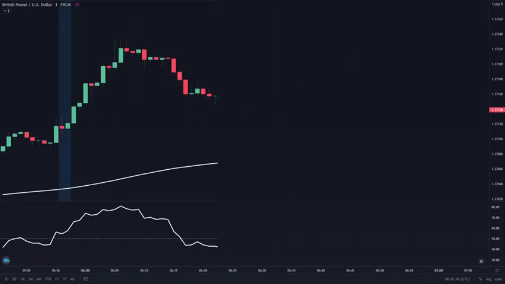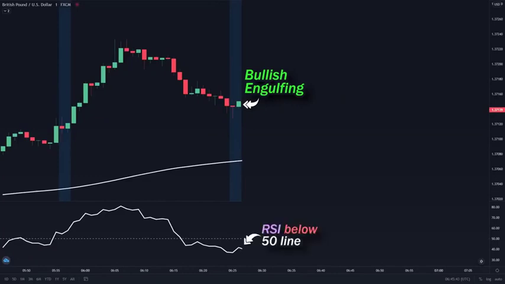In this chart, we can see that the price is above the 200 EMA, meaning that the price is on an uptrend, and so we only take signals from the bullish engulfing pattern. Next, we can actually see a bullish engulfing pattern formed. However, we can see that the RSI is still below the middle line, so you want to ignore this signal.